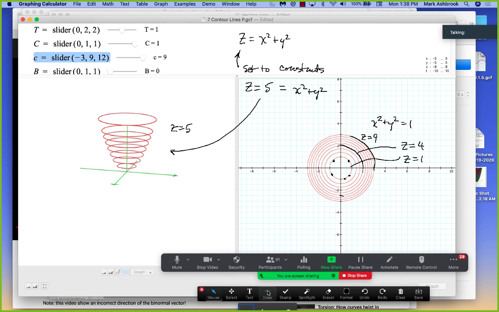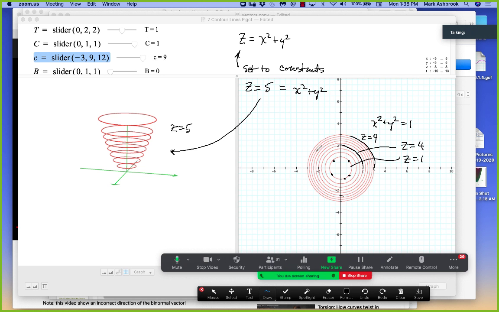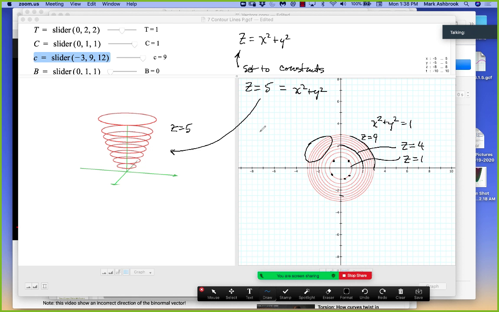Okay, so what does it mean when the curves are close together? What does that mean for the function? So the height is increasing really fast. Yeah, good. So for the same horizontal change, so imagine making a horizontal change, say, of 1 unit in the xy plane. See how many lines you cross there? So every time you cross a line, you are increasing your z by that much, in this case 1.